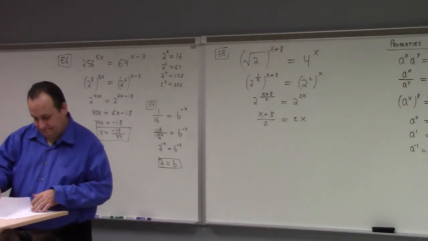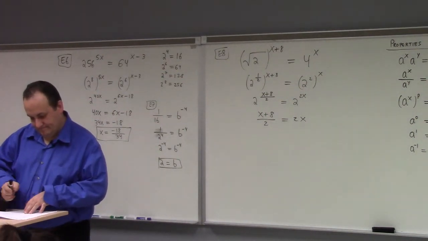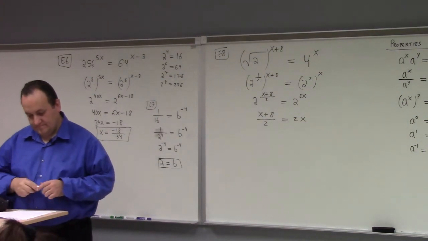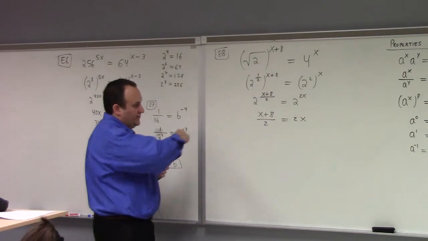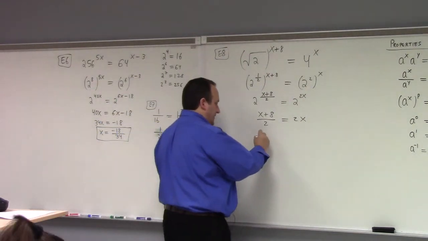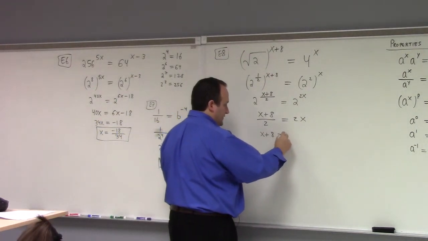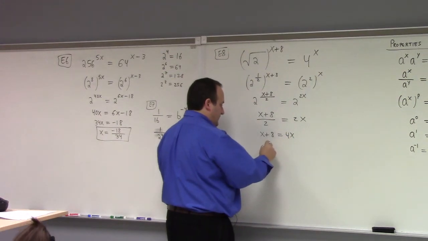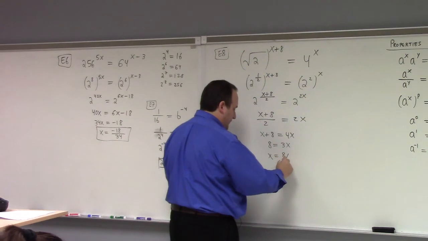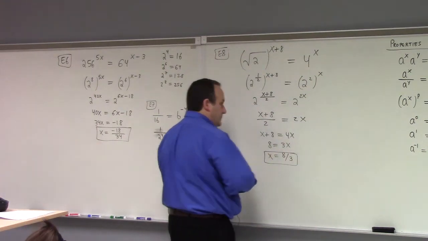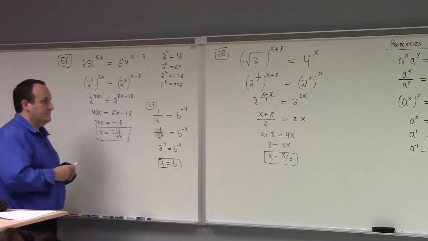What'd you guys get? So I'd multiply by 2, you know. That gives me x plus 8 equals 4x, which then gives me 8 is equal to 3x, which then gives me x is equal to 8 over 3. All right.